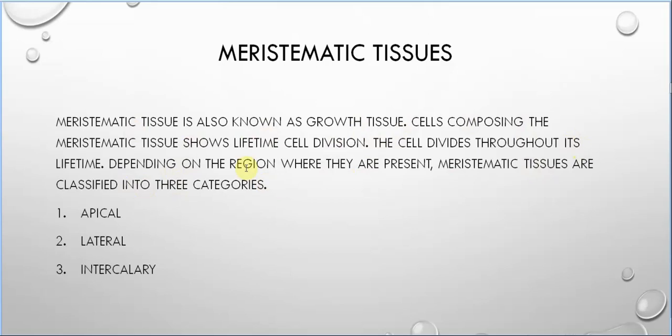So meristematic tissue is also known as growth tissue. The cells comprising the meristematic tissue show lifetime cell division, that is, the cells present in the meristematic tissue divide throughout their lifetime. Meristematic tissues are divided into three categories: apical, lateral and intercalary. The names are different because of the different regions where the meristematic tissues are present.